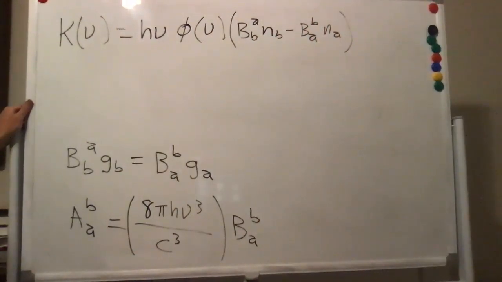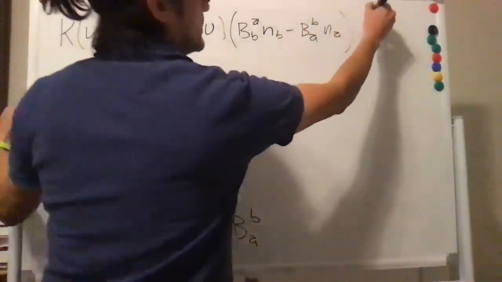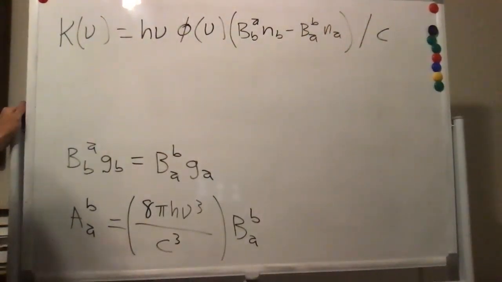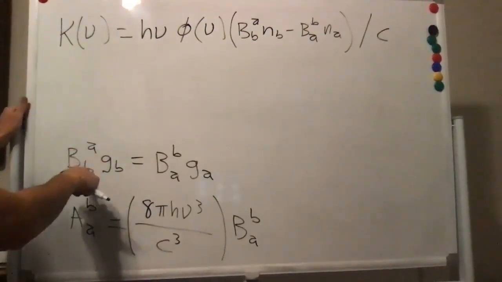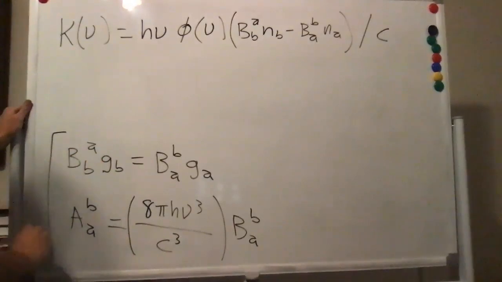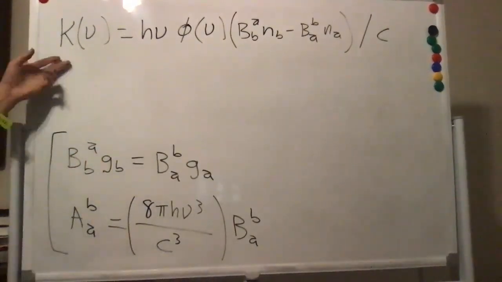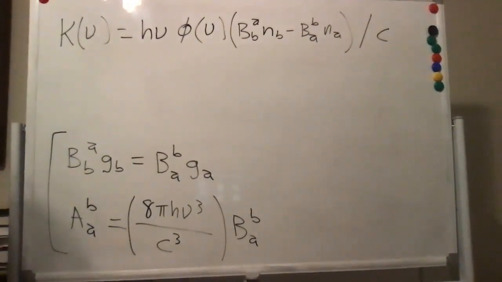That was divided by the speed of light, which is propagating. So now that we know these relationships, we can express this K in terms of the exponentials.